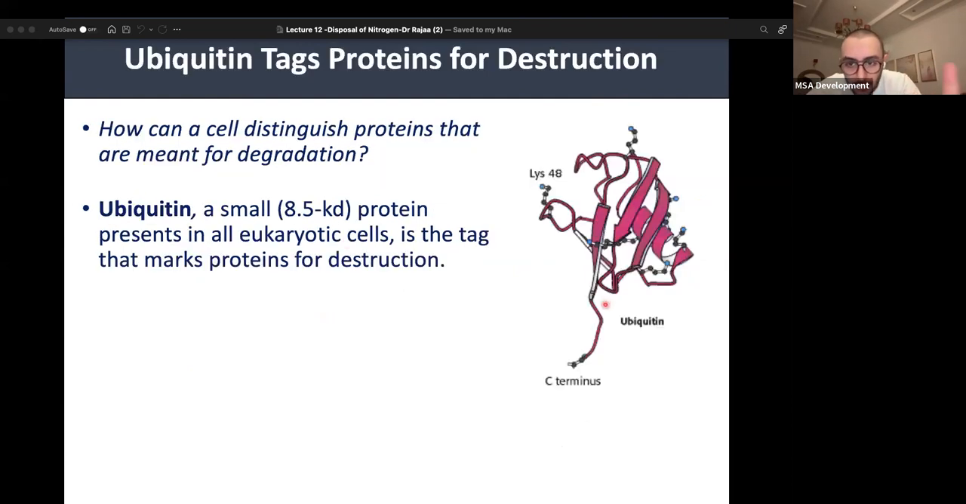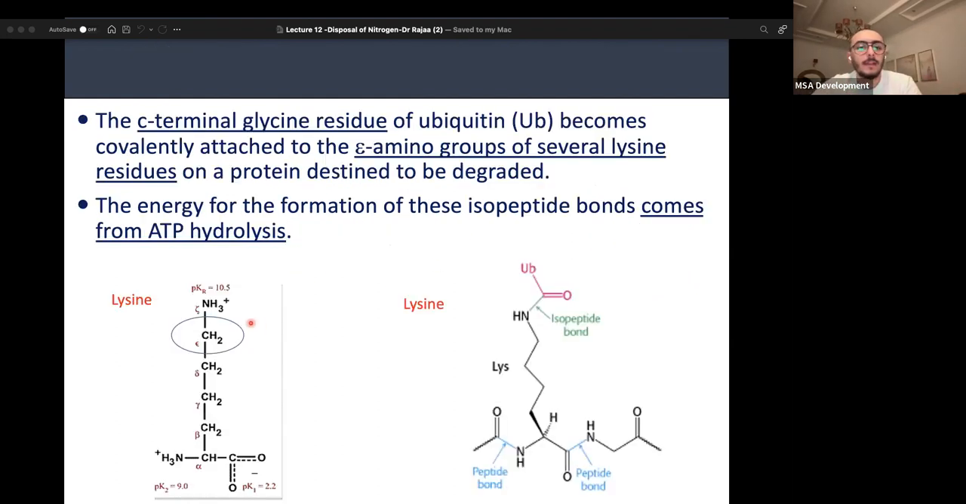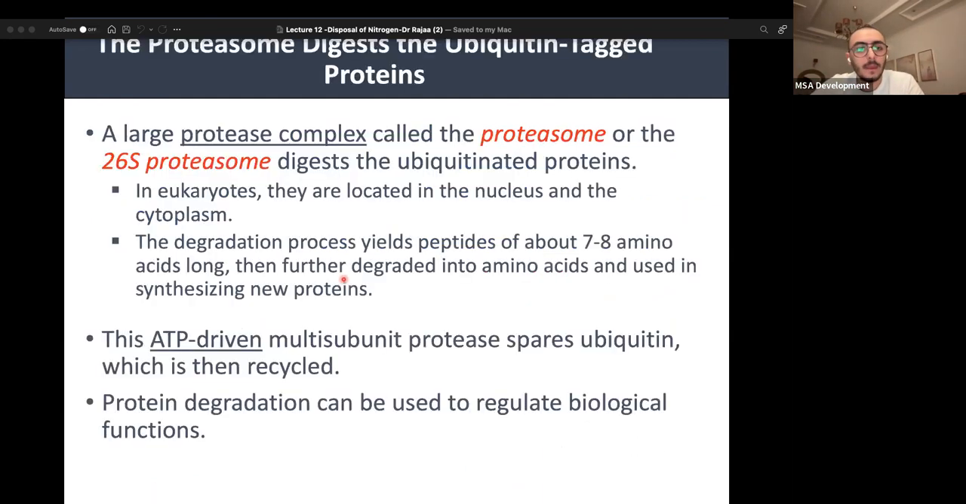The energy, let me show you here. You see, the pink thing is the ubiquitin, and the black thing again is the amino acid. The ubiquitin binds to the amino acid through ATP or isopeptide bonds that come from ATP hydrolysis. Okay? Then now the amino acid is tagged. It's tagged for death.